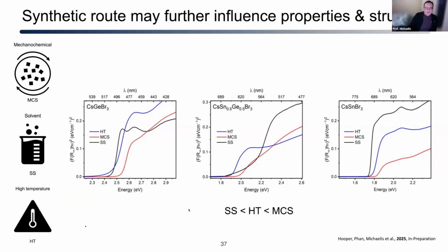What do the properties look like on these systems? We're going to look at these materials, looking at the parent phases. This one will always be germanium, this one will always be tin, and this one will always be 50-50. Then we're going to walk through the synthetic treatments that we take. HT is high temperature, MCS is mechanochemical, and SS is solvent synthesis. What you can see in general is that although the X-ray diffraction for the parent phases comes back almost identical for each phase, there is some small variability in the optical properties of them.